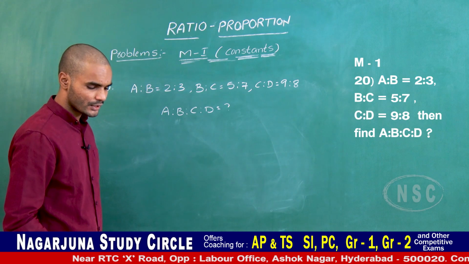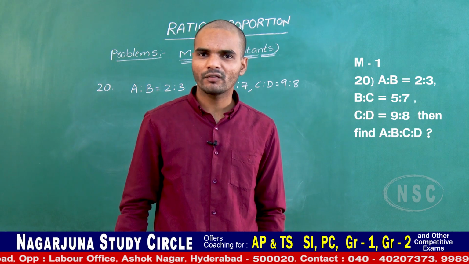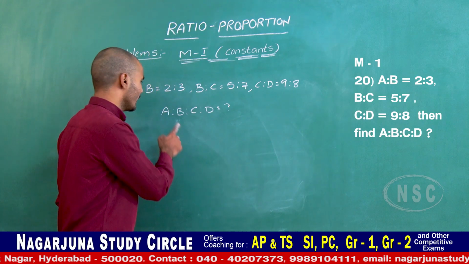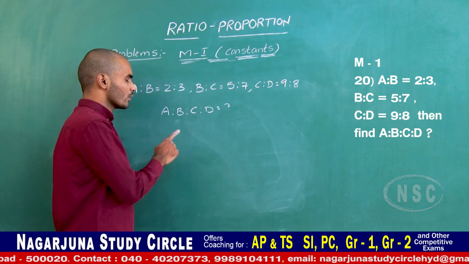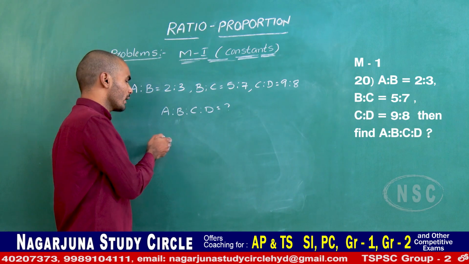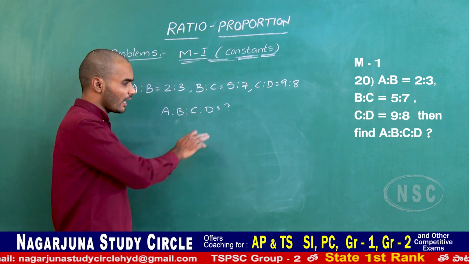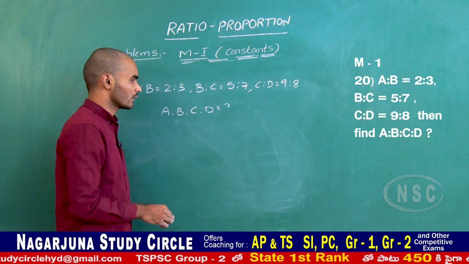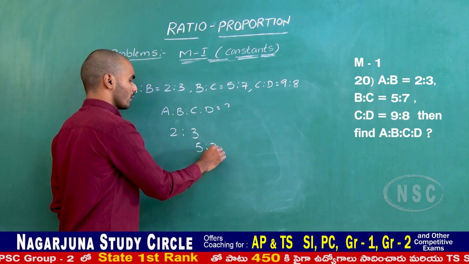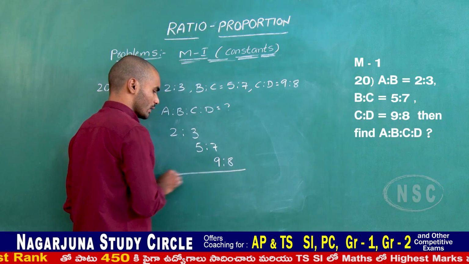Generally we know the compound ratio property: product of first terms is to product of last terms. Those are the values of A and D. But in this manner we want to find B and C also. So already we know two processes for this type of question. One is the property of compound ratio. The second one is the structure we already know: 2 is to 3 and 5 is to 7 and finally 9 is to 8.